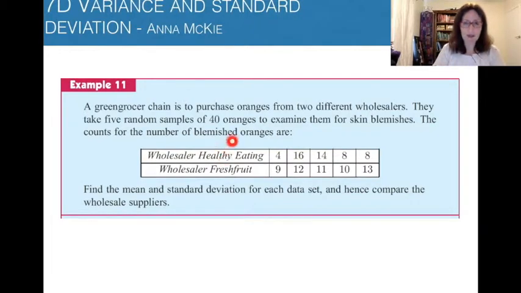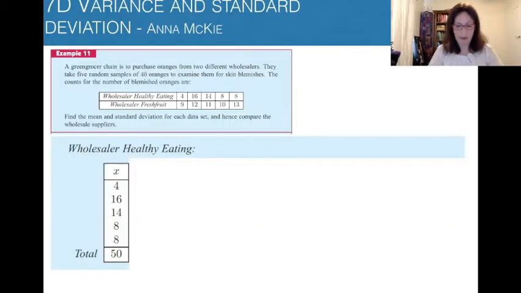So to summarise this example here, we're just going to look at the first row. Imagine that we have 5 random samples, hence those 5 numbers there, of 40 oranges, and we're looking for blemishes. The number of blemishes of each of those sets of 40 are 4, 16, 14, 8 and 8. All right. So we're going to look at trying to find the standard deviation for that. We're just going to do one.